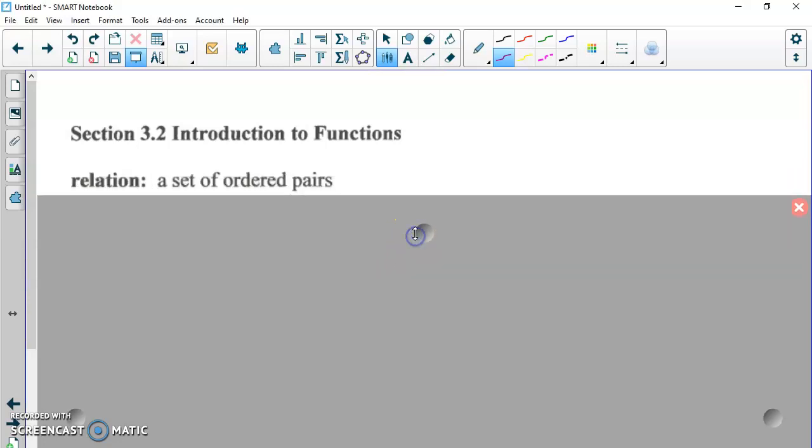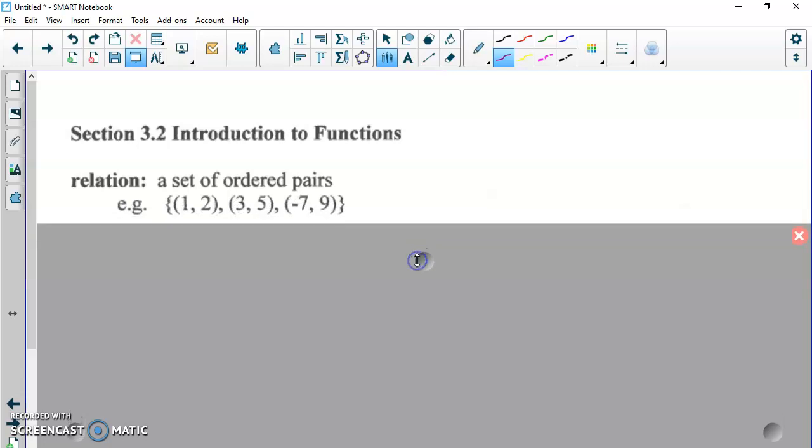So let's first start with a relation. A relation is just a set of ordered pairs. It can be any set of ordered pairs. So in this case, we have (1, 2), (3, 5), and (-7, 9), which is 3 different points on our coordinate plane. Our inputs are 1, 3, and -7, the x values, and our outputs would be 2, 5, and 9. So that is a relation.